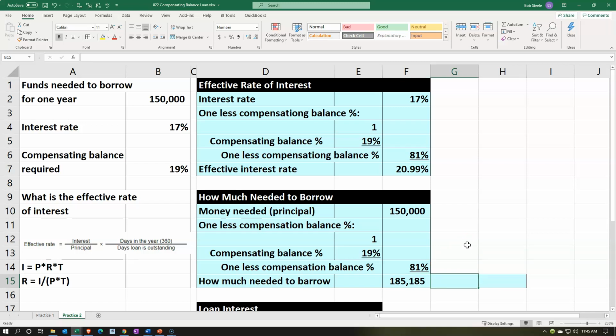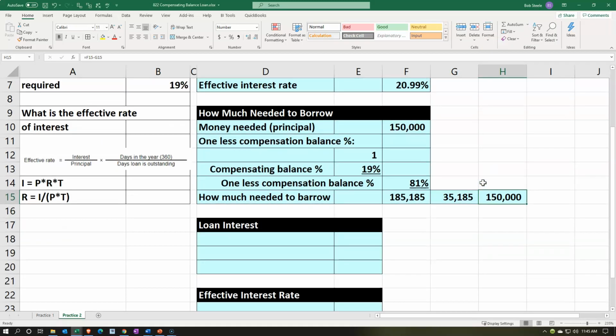I can say, well, if I take the 185 times the 19%, that means I can't use that amount. So then I'm going to say the 185 minus the 185 gives me that 150, which I need, which I'm going to actually do stuff with that money. So then we can figure out the interest rate on it.